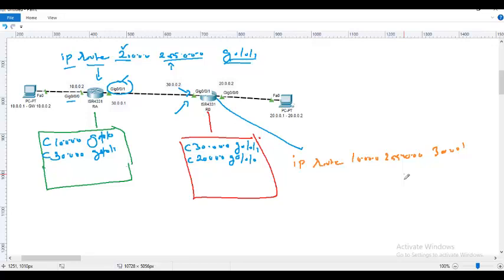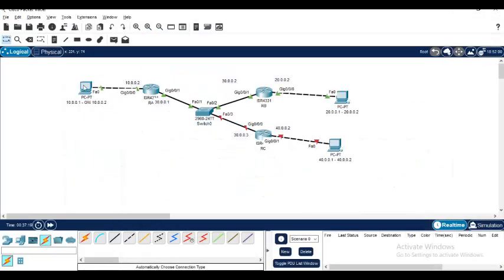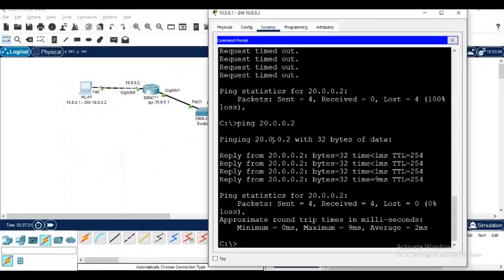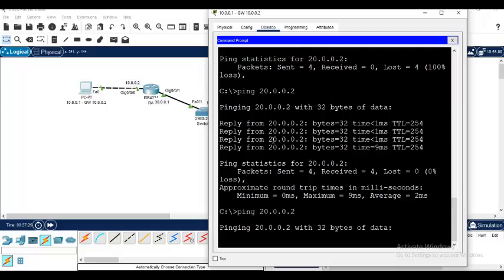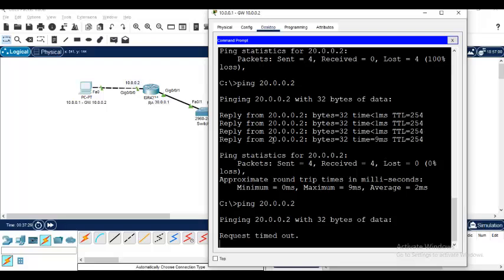If you go here and check the ARP table, first let me ping 20002. Yeah, we have written already the route. Now check the ARP table, arp -a.